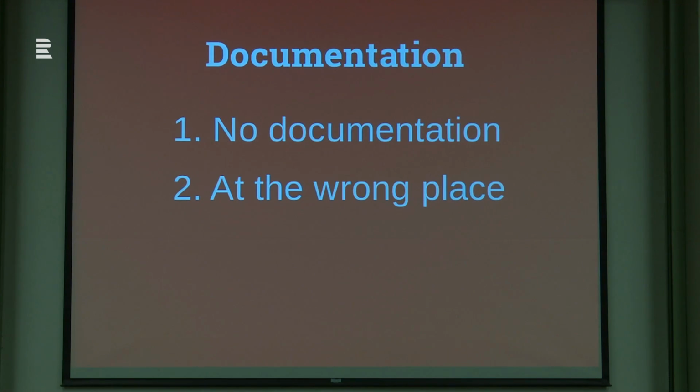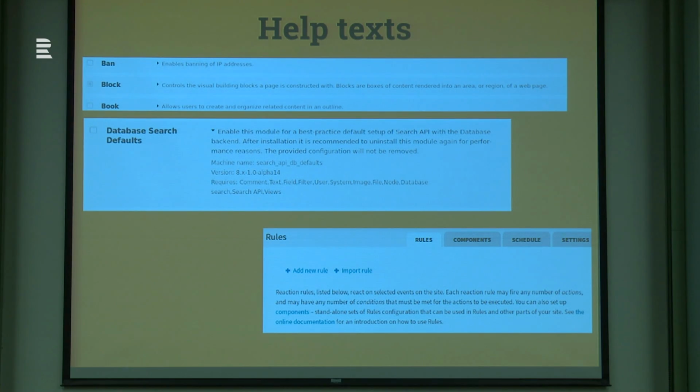Or sometimes we have documentation, but it's just in the wrong place. So if you look at different help texts, the first two images are actually from the module page where you enable modules. They have information about what blocks are, or they have information on how to disable database default examples. That shouldn't be on the page where you actually enable something.